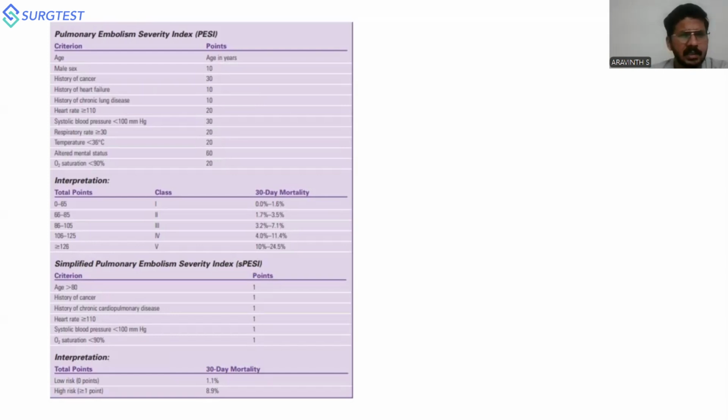Altered mental status in the original PESI score had a high score, almost 60 points. But now in the simplified PESI score, that has been removed. The reason I can think of is usually altered mental status occurs very late, only when patients have profound shock, extreme hypotension, a hypoperfusion state, or extreme hypoxia. Since it's a very late presentation, I believe they removed it as part of the simplified PESI score.